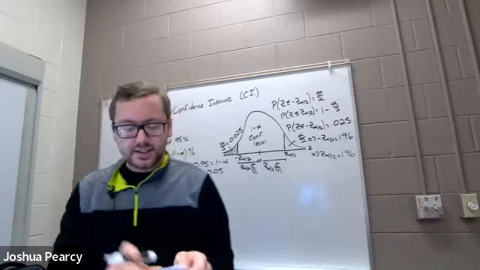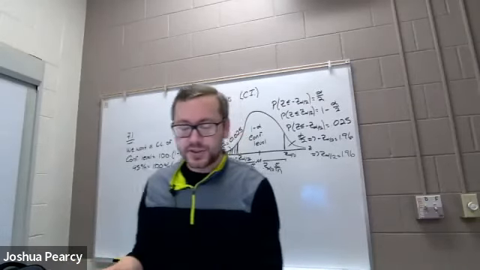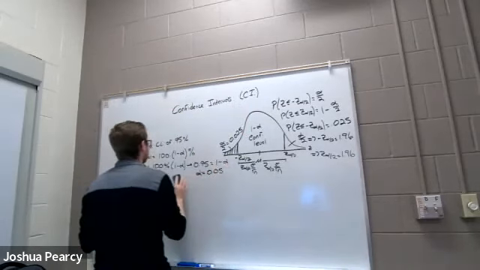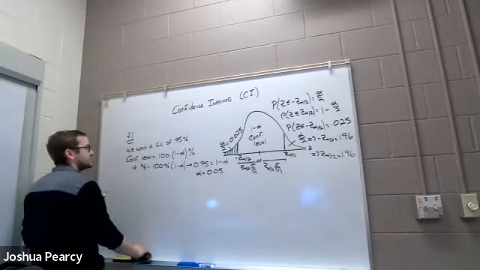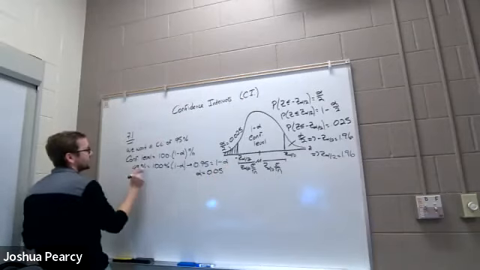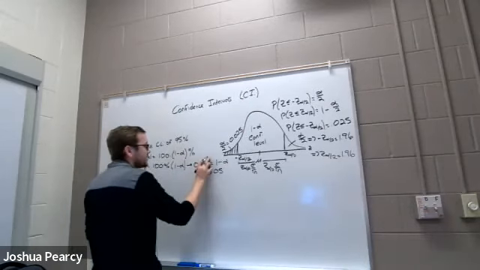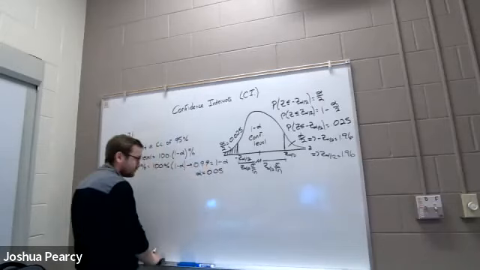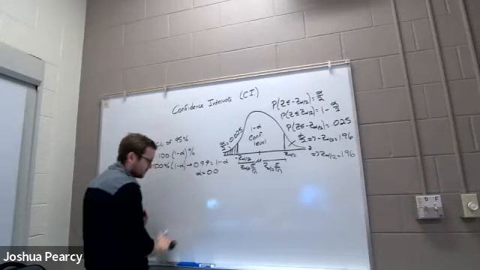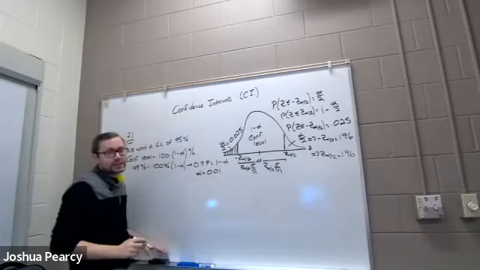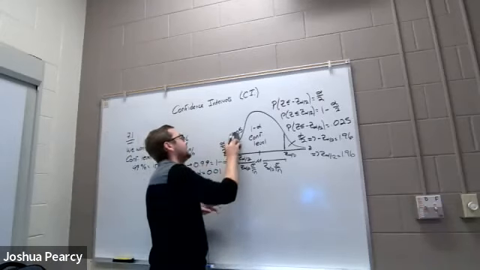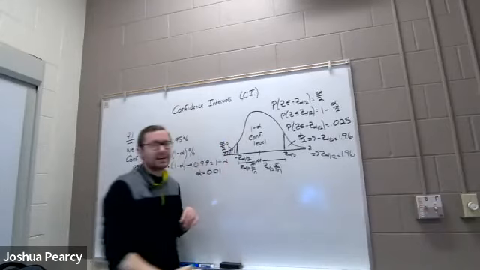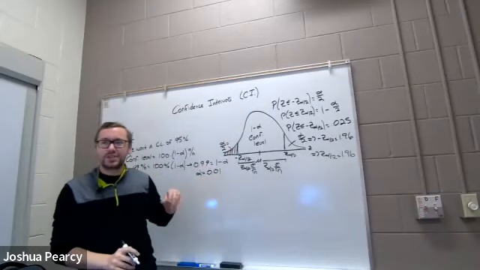Now let's look at the next one. It says, what is Z alpha over 2 for 99% confidence? So in this case, it would be 99% is equal to the confidence level formula. And if you solve for alpha, what do you get? Yeah, 0.01. Then just looking here, doing the same idea, the area to the left of this negative critical value here is going to be alpha over 2, or 0.01 over 2, which is 0.005.